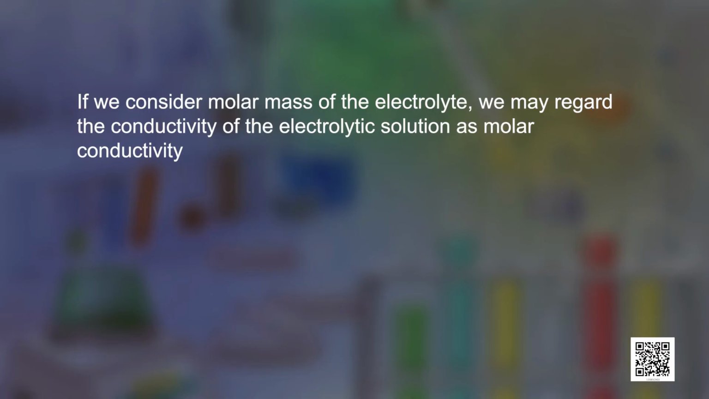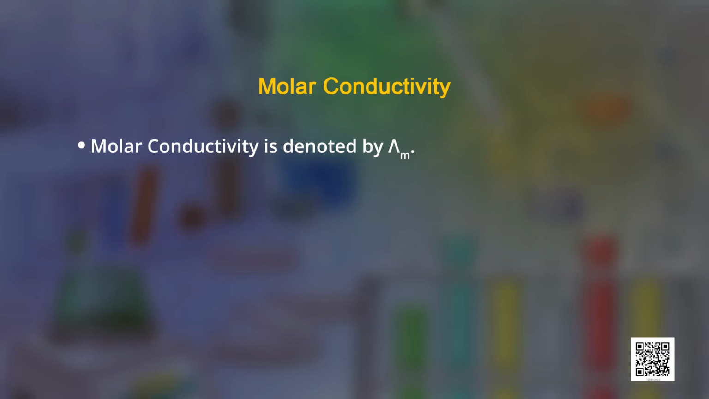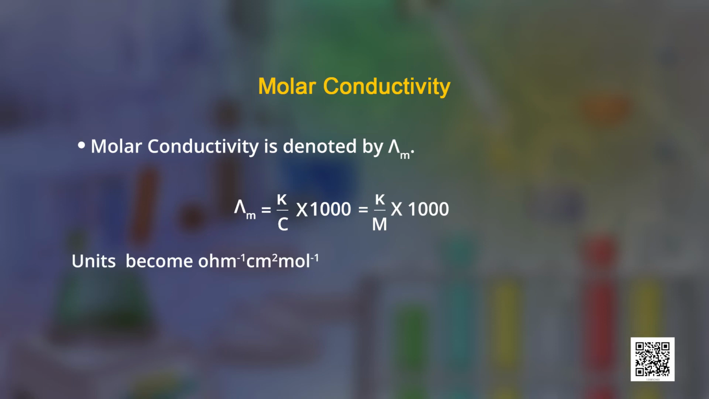If we consider the molar mass of the electrolyte, we may regard the conductivity of the electrolytic solution as molar conductivity. It is the conductance of all the ions produced by 1 gram mole of the electrolyte in solution and is denoted by lambda m. Lambda m is equal to kappa by C into 1000, where kappa is the conductivity and C is the concentration. It can also be written as kappa upon molarity into 1000, where molarity is denoted by capital M. The units then become ohm inverse centimeter square mole inverse.